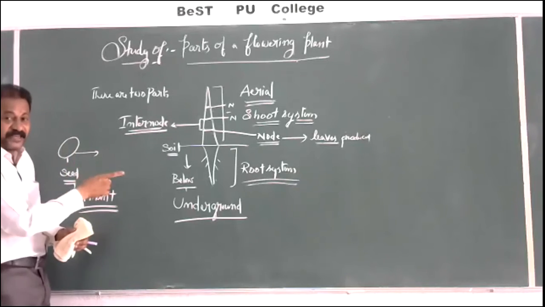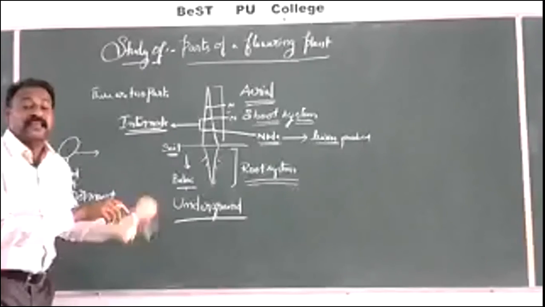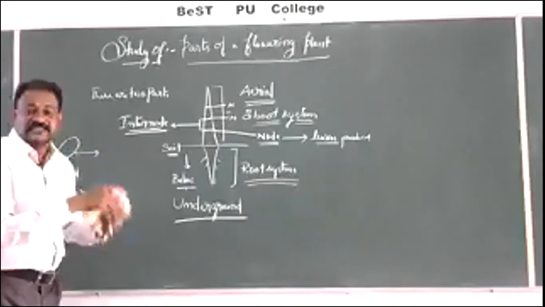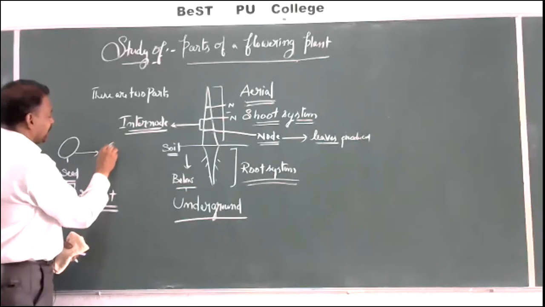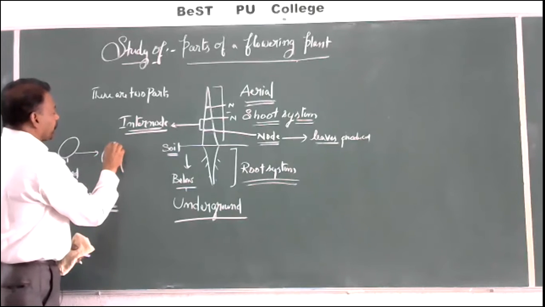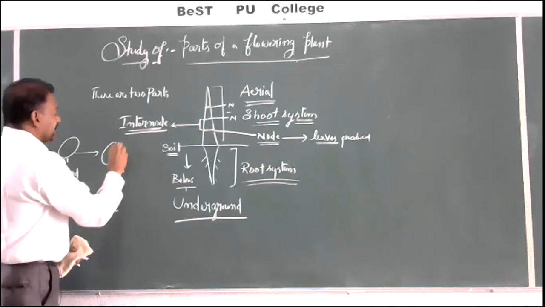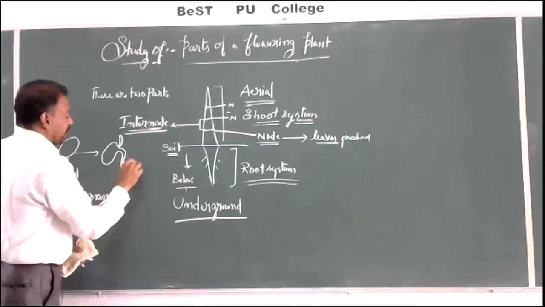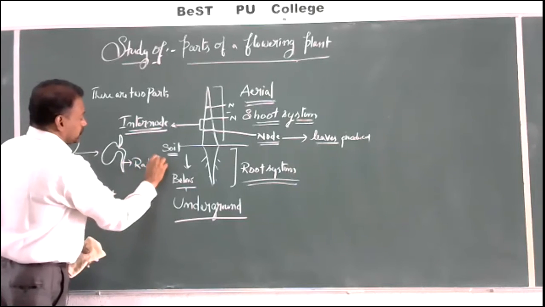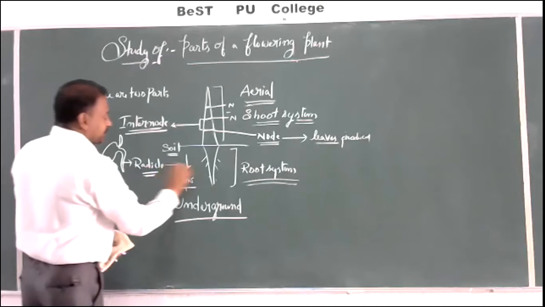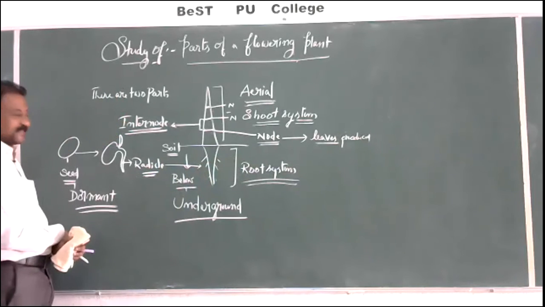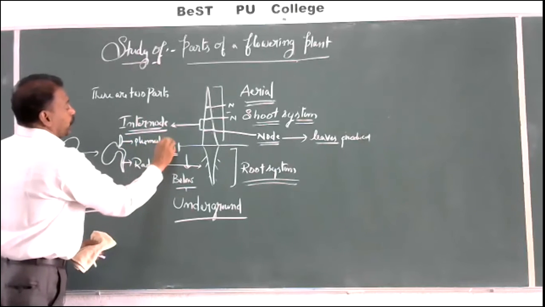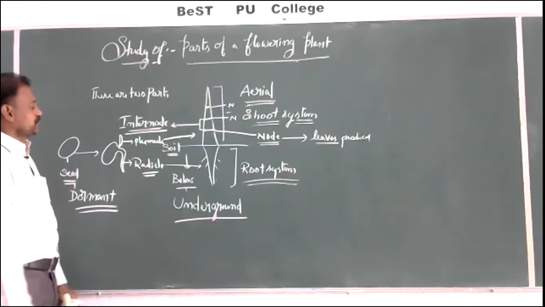So when it is going to germinate, when it has received some water, some air, some soil structure, it will produce a structure like this, later a structure like this. This structure is called radicle. Radicle develops into root system. This structure is called plumule. Plumule develops into stem and shoot system.